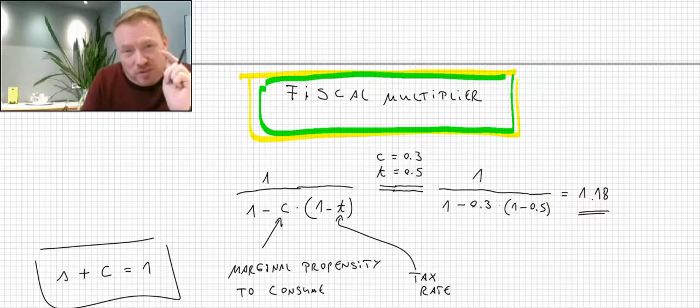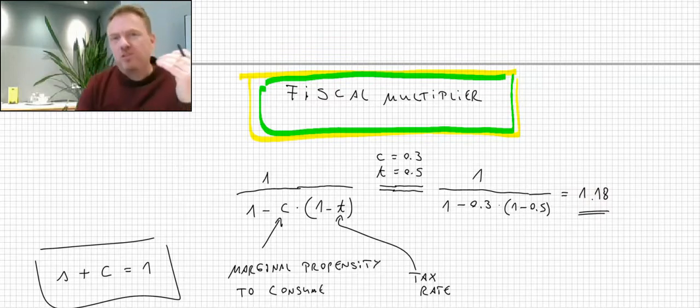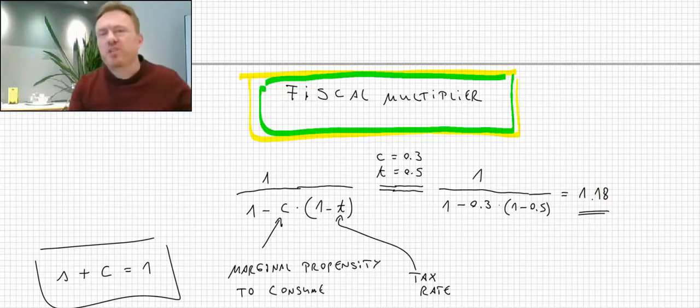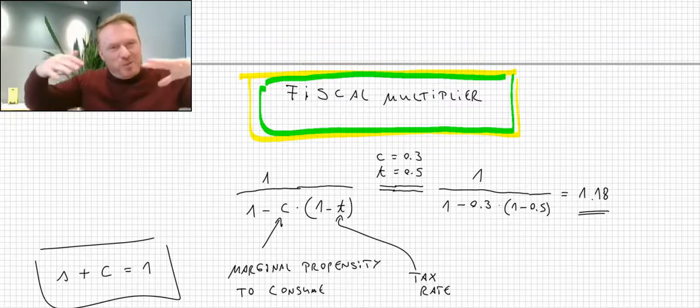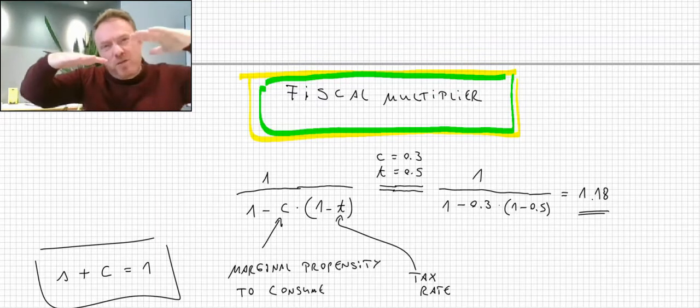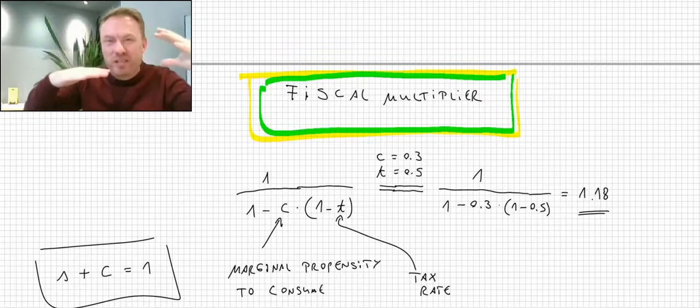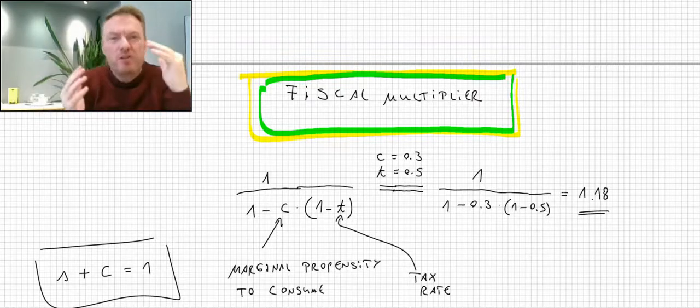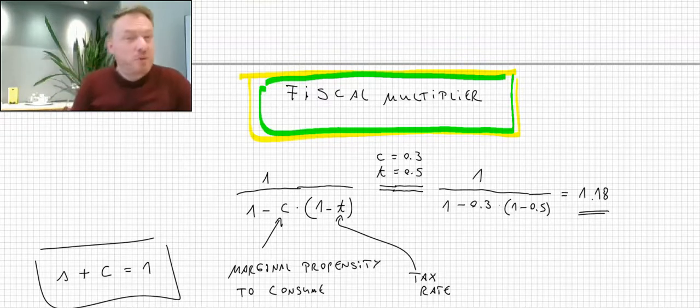That is, and that's important now, if government spends $1, there is an effect on national income, on national yield, of $1.18. I want to stress it and repeat it because it's that important. Government spends $1 and the effect is going to be $1.18. So the effect on national income is strictly larger than what government spent before.